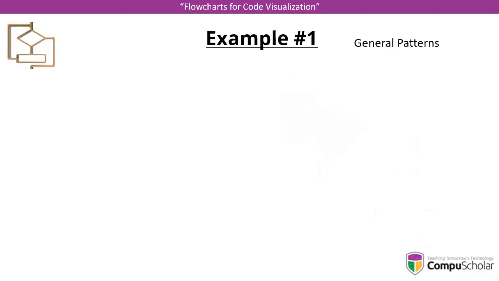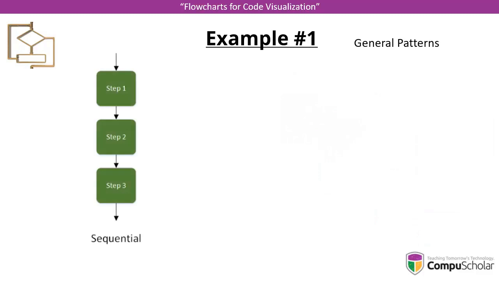Alright, so let's cover a few different examples, and we're going to start with some general patterns that you might see. The first pattern here is just a sequential pattern. You see you've got arrows going from step 1 to step 2 to step 3, and there's no decision making involved here. So this is just a sequential algorithm that's going to take a series of steps, and eventually it'll get to the end of the process. So nothing fancy about that.